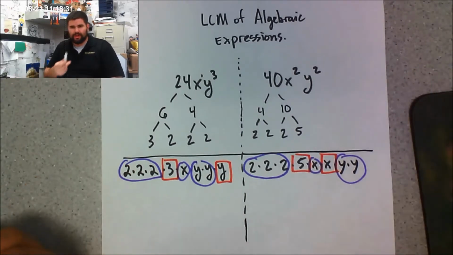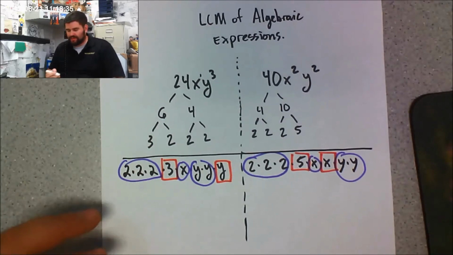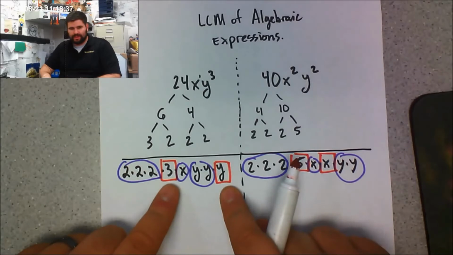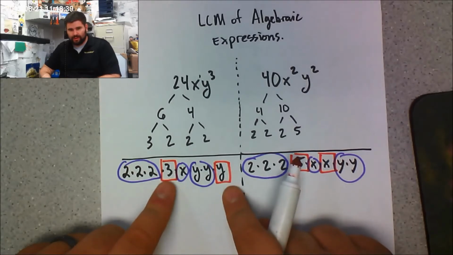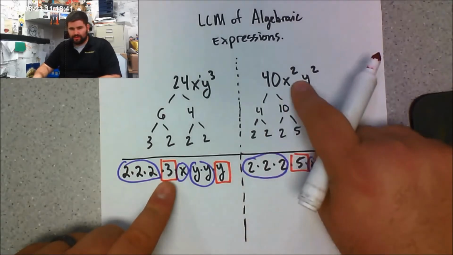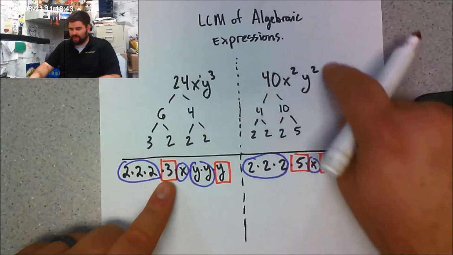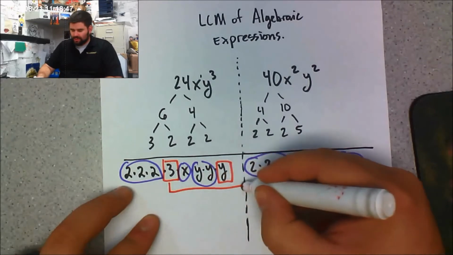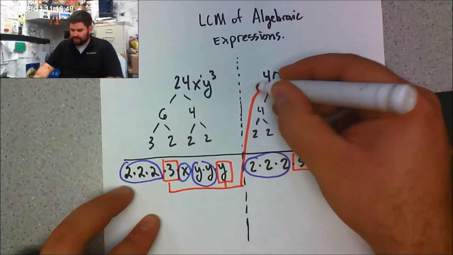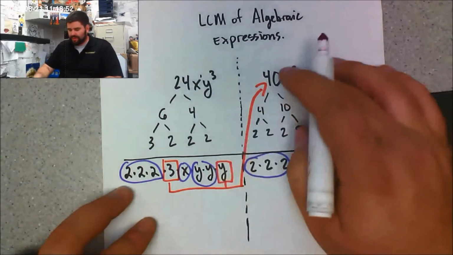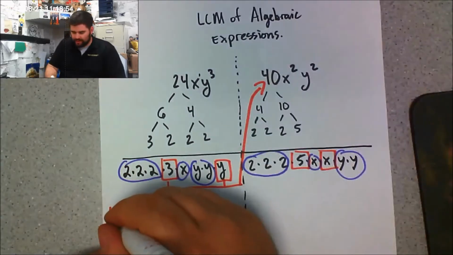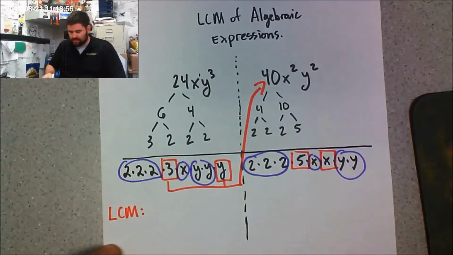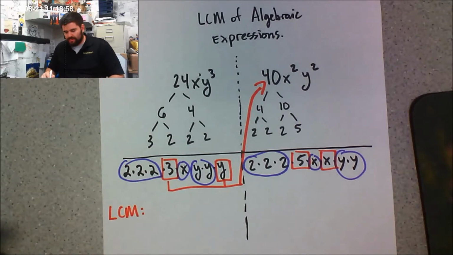I squared those with a red marker, and what that tells me is that on this side, I need to take the 3 times the y, and multiply it to this whole expression up here, 40x squared y squared. So I do this right here and bring it up to the top. That would be multiplied over there, and I could find the least common multiple. I'll go ahead and do that now.